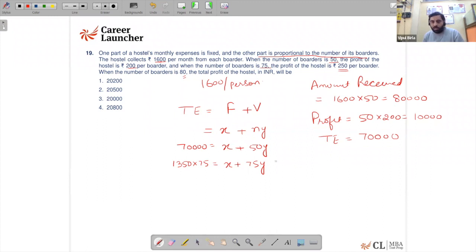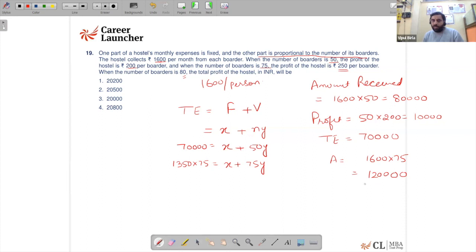We can also calculate this otherwise, using amount received equals 1600 into 75. If we solve it, 75 into 6 is 450. So 75 into 1 is 75, plus 45 is going to be 120. So in that case, the total amount received is going to be 1,20,000, right?